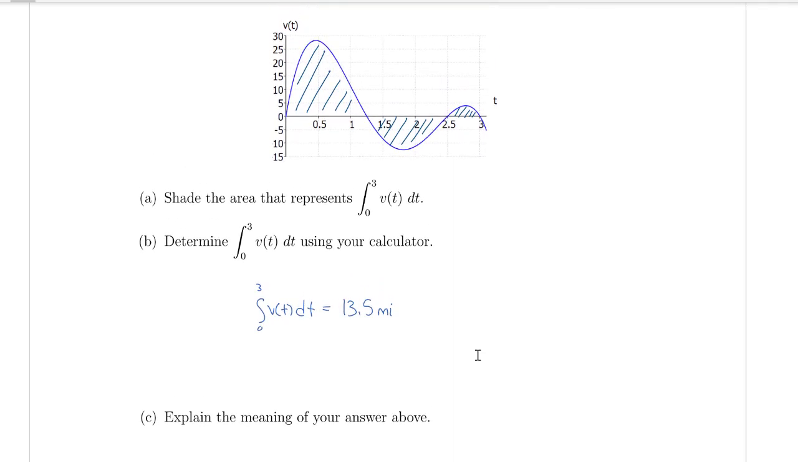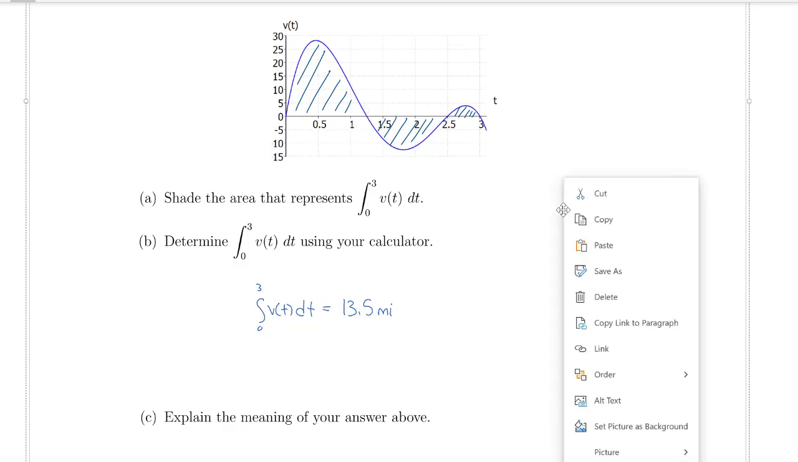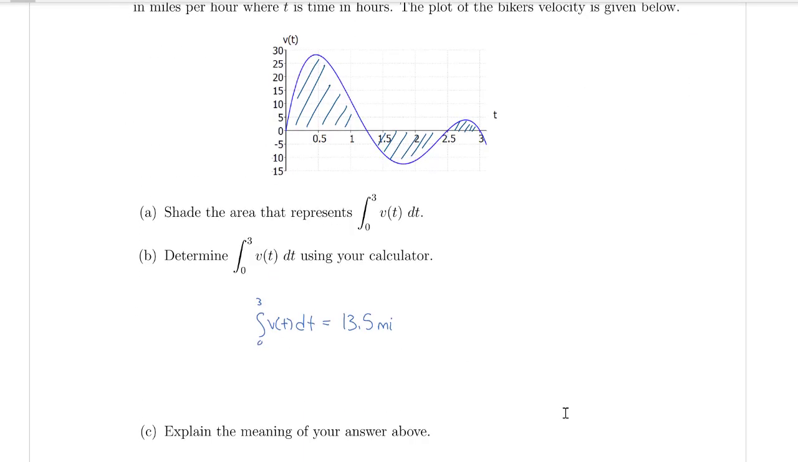If you think about this from 0 to about 1.25 hours, the velocity is above the x-axis, so it's positive. So what that means is that the biker was heading in one direction on the road. After that time, the velocity becomes negative from about 1.25 to 2.5. And so that means the biker turned around and is heading back in a different direction. And then we see the biker stops and changes their velocity again at 2.5. From 2.5 to 3, the velocity is positive. So the biker turned around again.